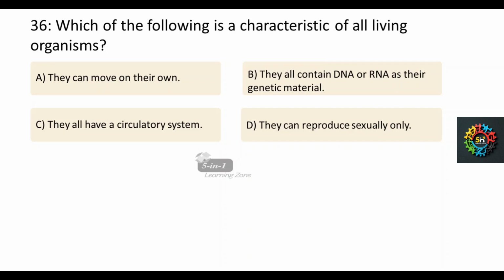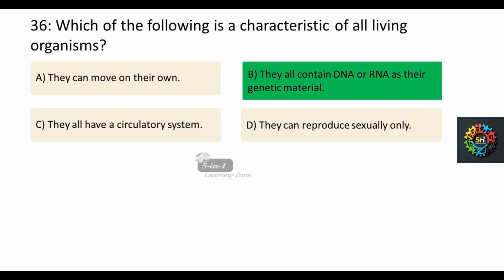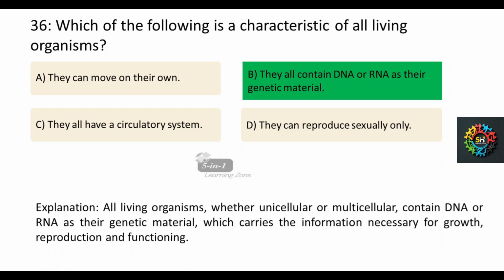36. Which of the following is a characteristic of all living organisms? Answer. B. They all contain DNA or RNA as their genetic material. Explanation. All living organisms, whether unicellular or multicellular, contain DNA or RNA as their genetic material, which carries the information necessary for growth, reproduction, and functioning.